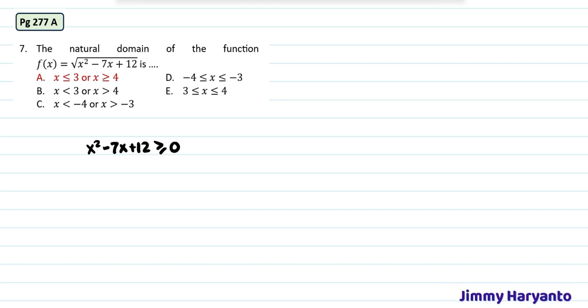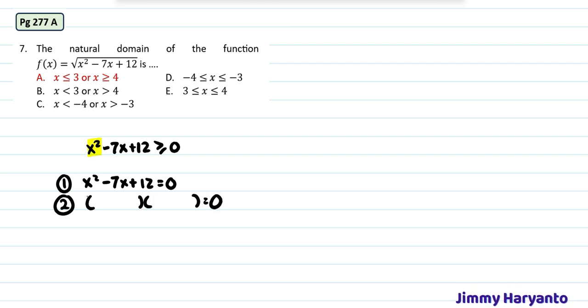And because we have quadratics right here, that means we have to solve this using quadratic inequality. First step is to make it into 0, not greater than, but equals to 0. And then second step is to find the value of x. You have to factorize it like this, minus 4, minus 3. So you'll have x equals to 4 and x equals to 3. That is the second step.